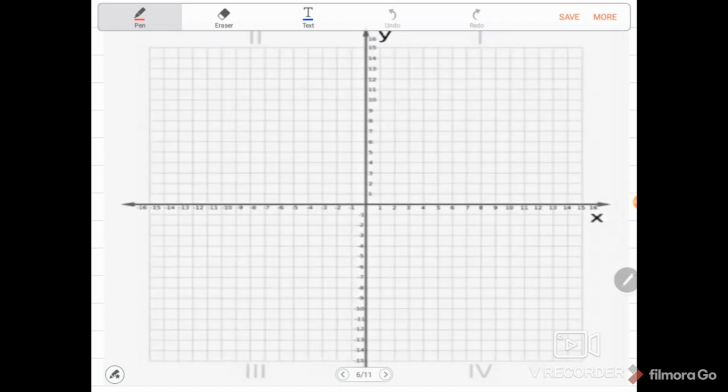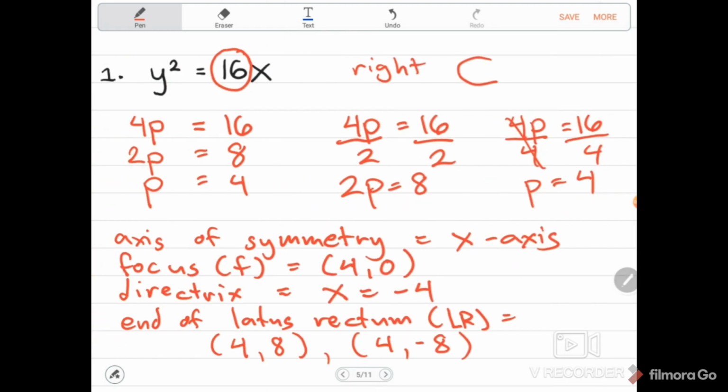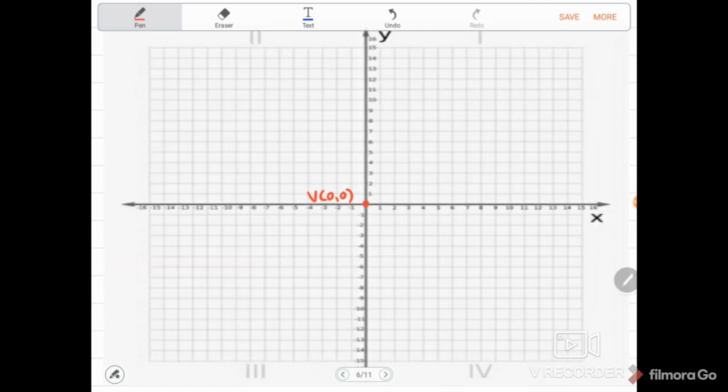Let us try to graph. Paano natin i-graph yan? Simple lang. I-locate natin yung mga given. So, una muna is the vertex. Kasi ang vertex natin is nasa origin. So, dito siya. Vertex is 0, 0. Okay? Then, next is focus. Ang focus daw natin is 4 and 0. Nasaan si 4 and 0? This one. So, F is 4 and 0.